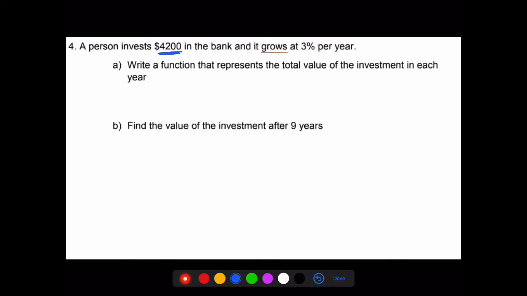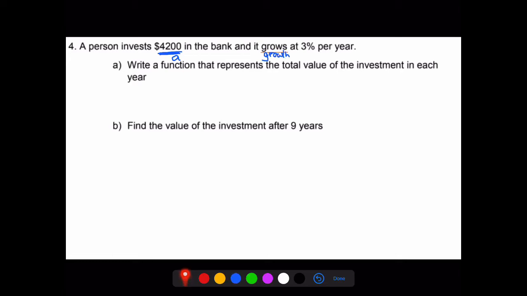So that's our initial value. That's how much we're putting into the bank to start off with. So that would be labeled as our A value. Meanwhile, it's growing. So that means that this would be, in fact, a growth function.